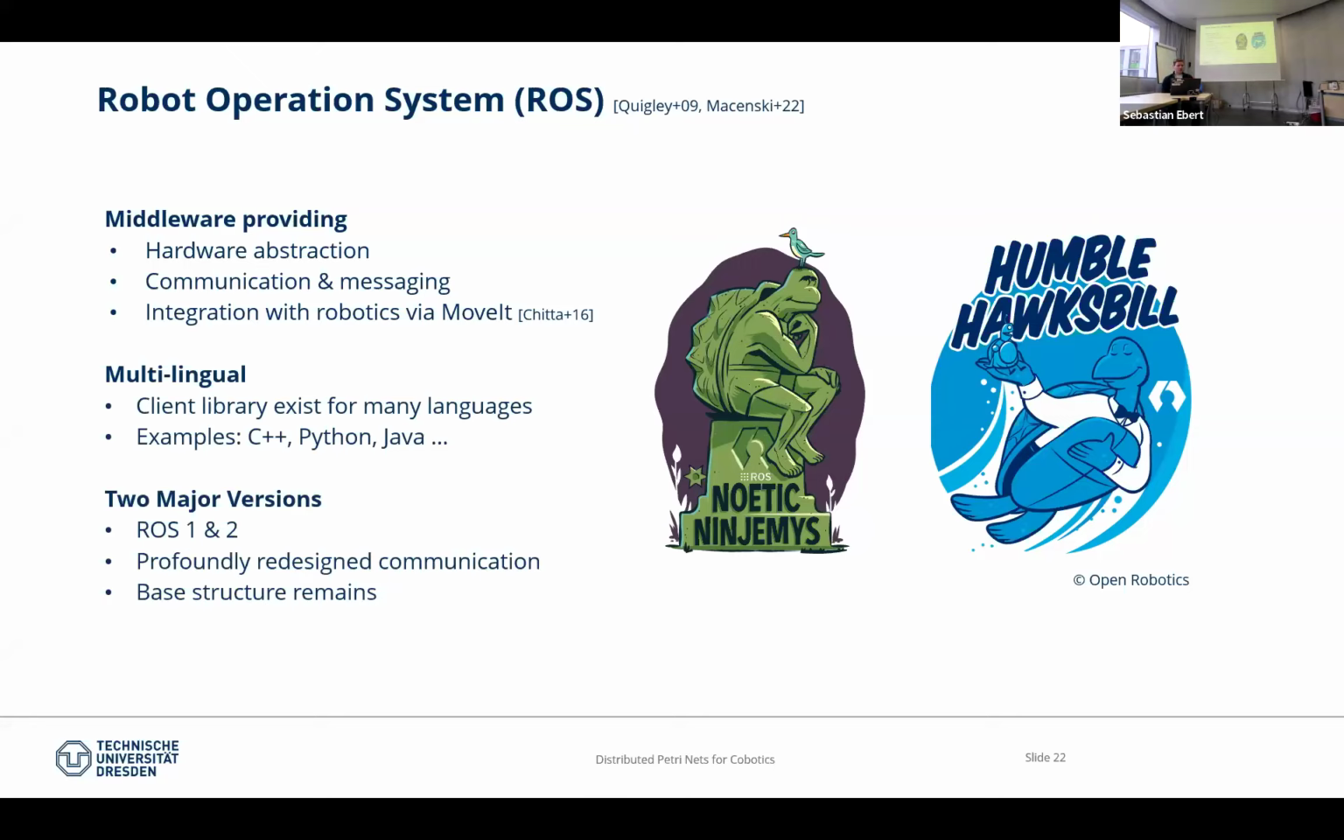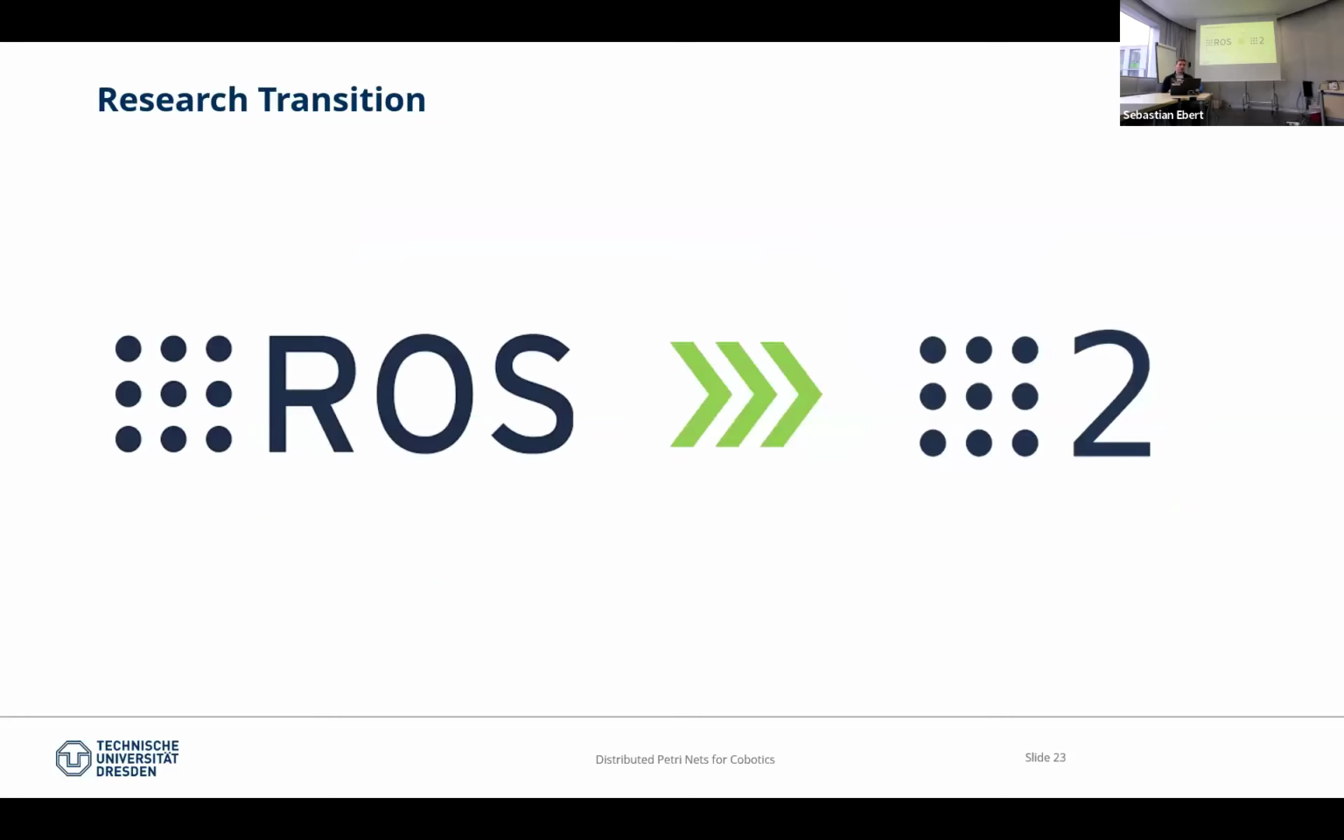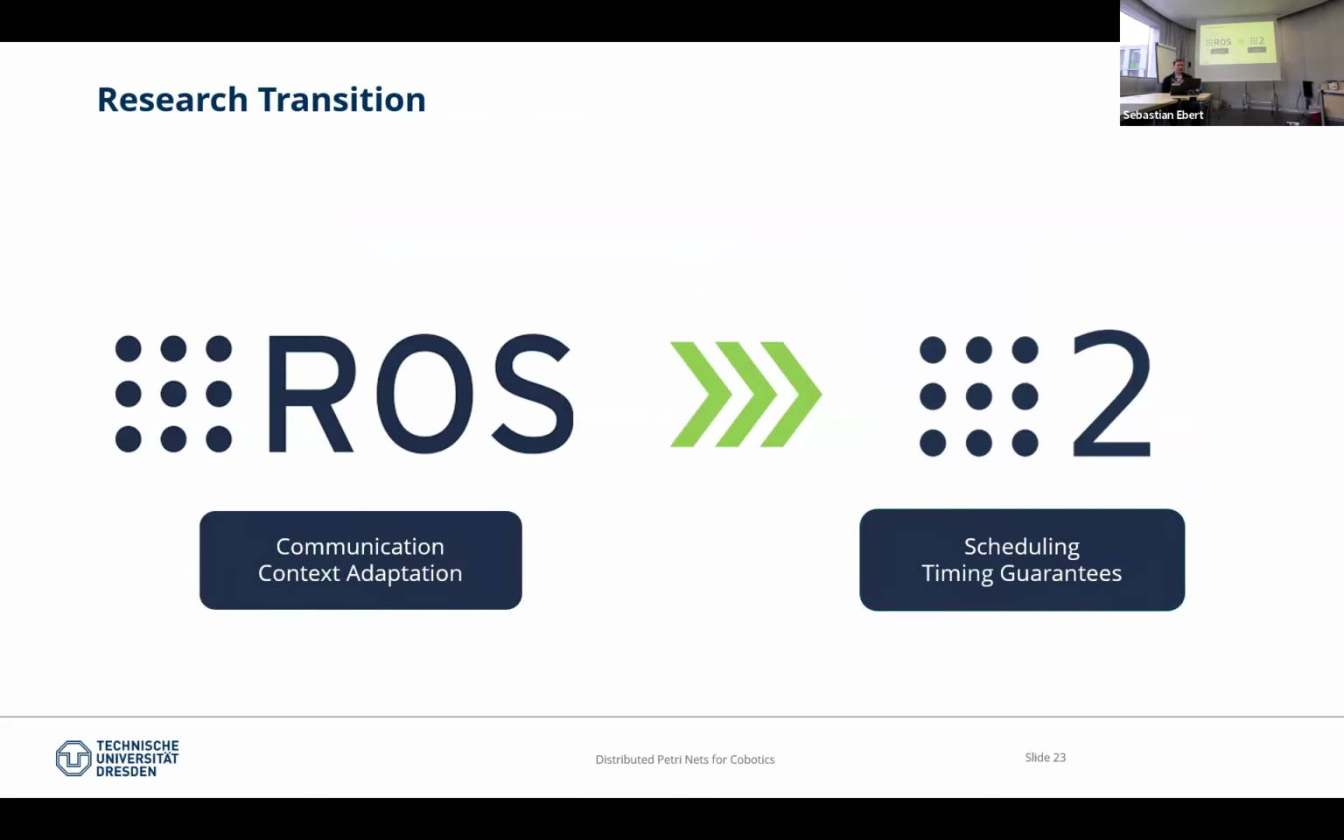There are two major versions, where in between the communication design was redesigned, and also some things were much more standardized, even though the base structure remained the same. But that was actually a challenge to overcome in our research, because when we started, everything was ROS 1. All of our robots were running this system, and it was also the major version used back then by many other people. So not many libraries were shipped yet. So we used it basically to check communication and context adaptation back then.